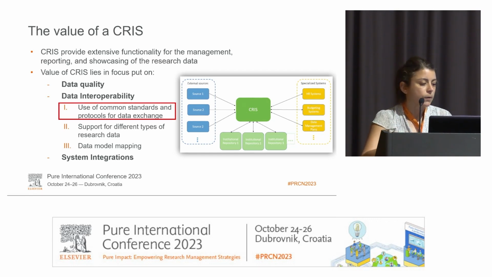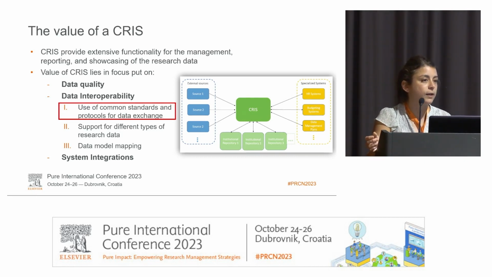How? The one thing we do in Pure, or in general in a CRIS, is use common standards, common data formats, and protocols for data exchange. In particular, we support OAI-PMH. Then we have support for different types of research data: award funding information, research output, and datasets that we can link together. And we provide a mapping to a common data model.